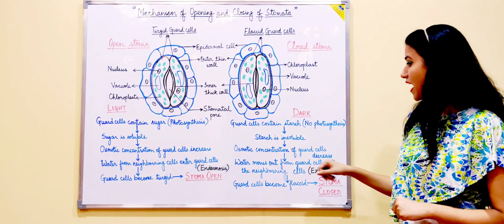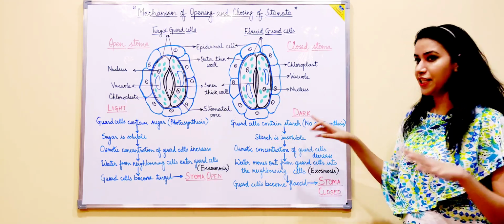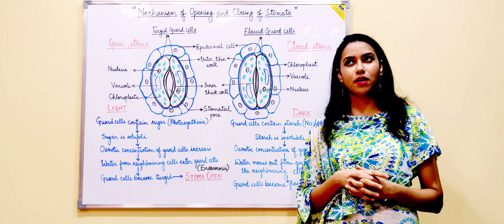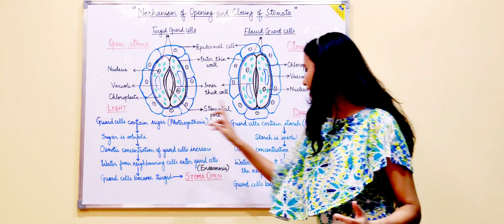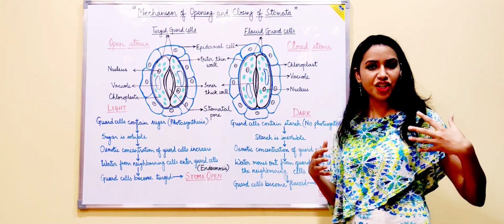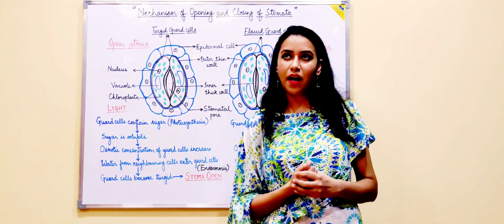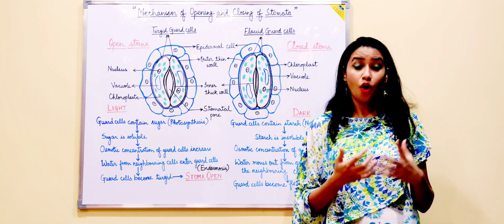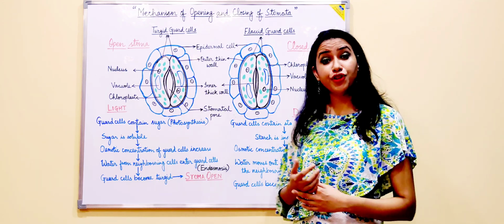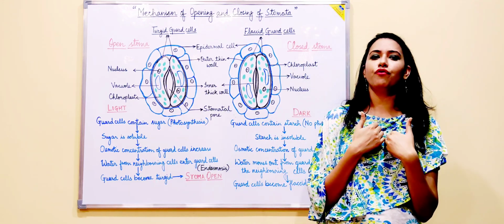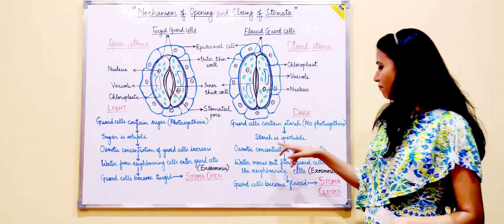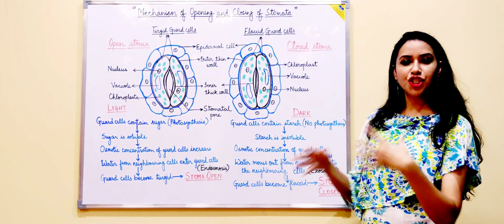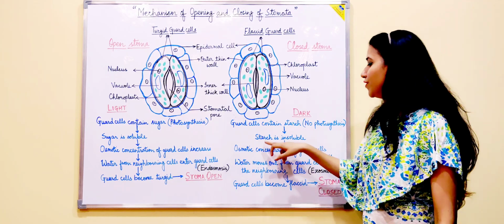In case 2, we have guard cells that contain starch. Now, why starch? Because in the absence of photosynthesis, this sugar will get converted into starch, and this starch is insoluble. You know, plants store food or sugar in an insoluble form, which is starch, just like we store food in an insoluble form, but it is not starch, it is glycogen. So in the case of plants, the sugar is stored in an insoluble form, which is starch.